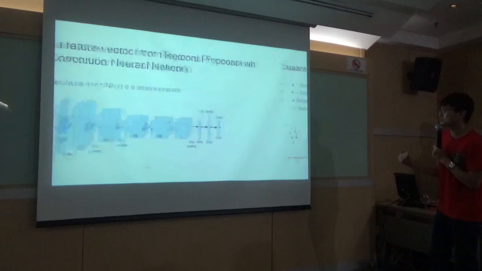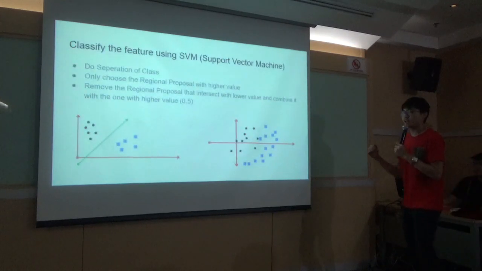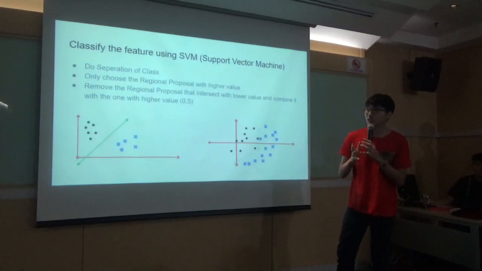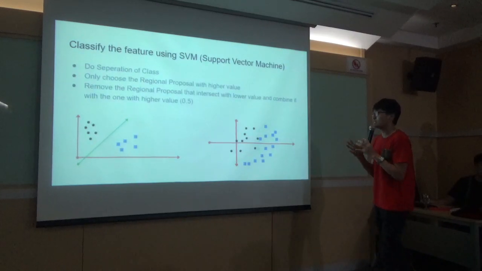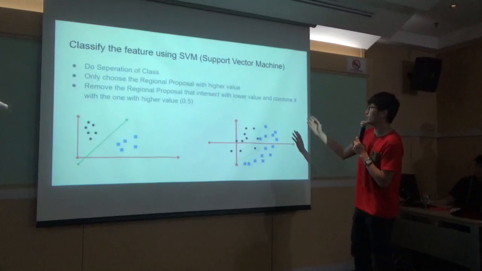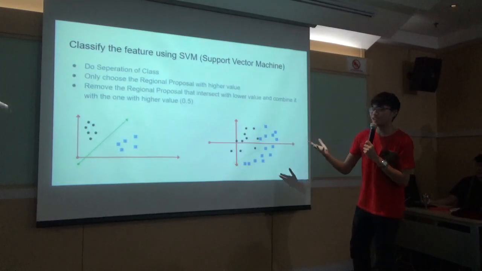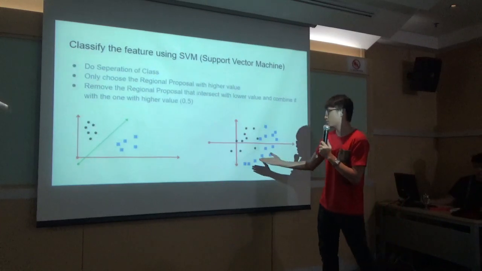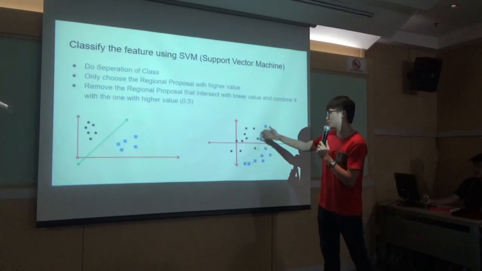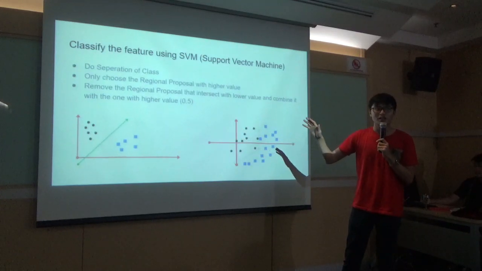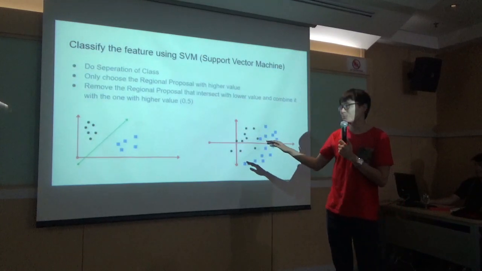Next, after we already have the features that we want, we need to classify them. We use an SVM, support vector machine, if I'm not mistaken. Then we just separate them based on the class, like okay, this is what and this is what. It's just a very simple example.